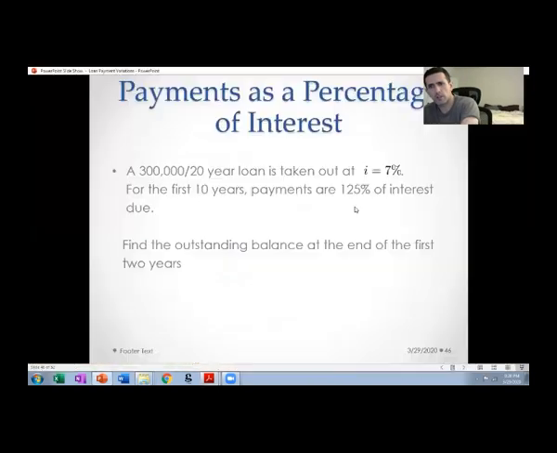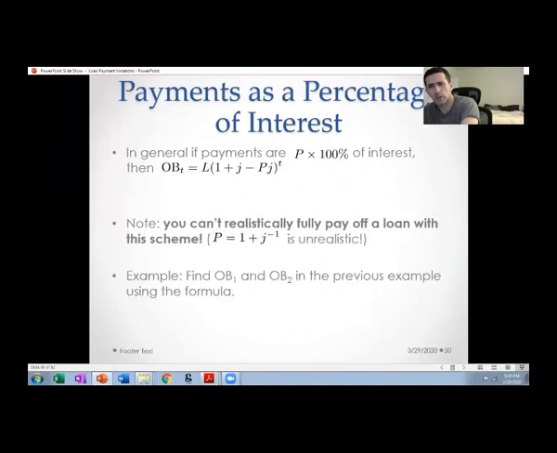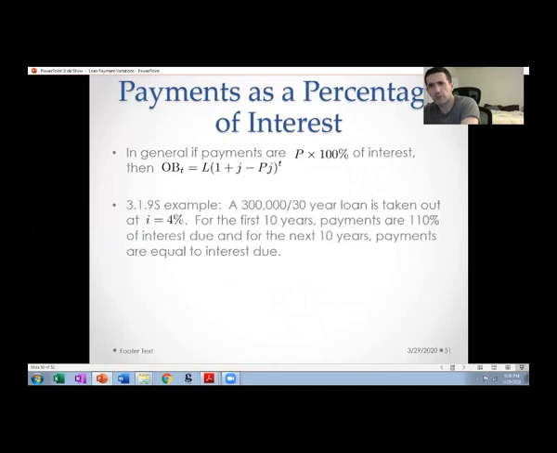So now let's get back to the example I wanted to do. We have a 300,000 30-year loan, again at 4%. First 10 years, payments are 110% of interest due. Next 10 years, payments are equal to interest due. Last 10 years, payments are constant. Find that constant.